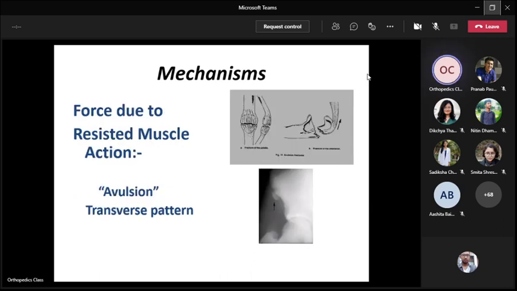Certain areas like the patella and olecranon. If you see the patella, there is the quadriceps muscle and quadriceps tendon which is attached to the tibial tuberosity. Similarly, in the olecranon, there is the triceps aponeurosis which is attached there. So when there is a forceful contraction against a resisted movement, that produces an avulsion or transverse pattern of fracture of these sesamoid bones.